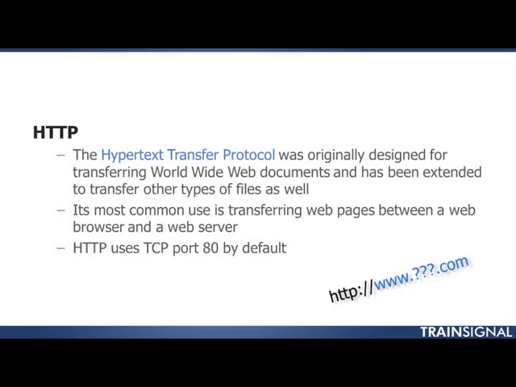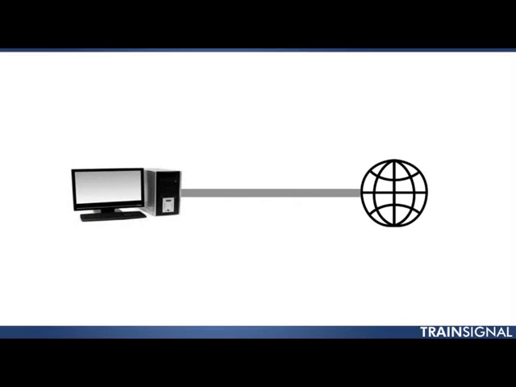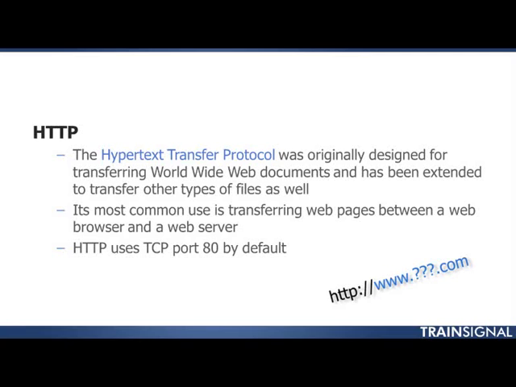So transferring of these World Wide Web documents, and it has been extended now to transfer all types of files. In other words, the real simple answer for what does HTTP do? It allows for web browsing. So the most common use is transferring web pages between a web browser on the client, when you're sitting at your web browser, getting those web pages transferred from the web server out on the internet to that web browser. So real short, real simple, HTTP is used for web browsing.